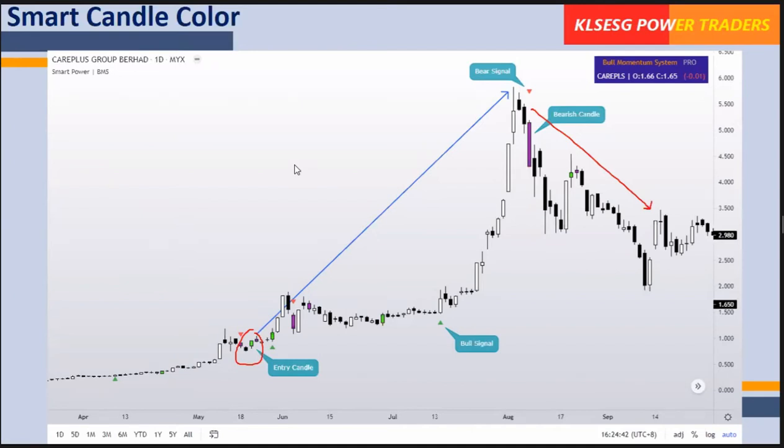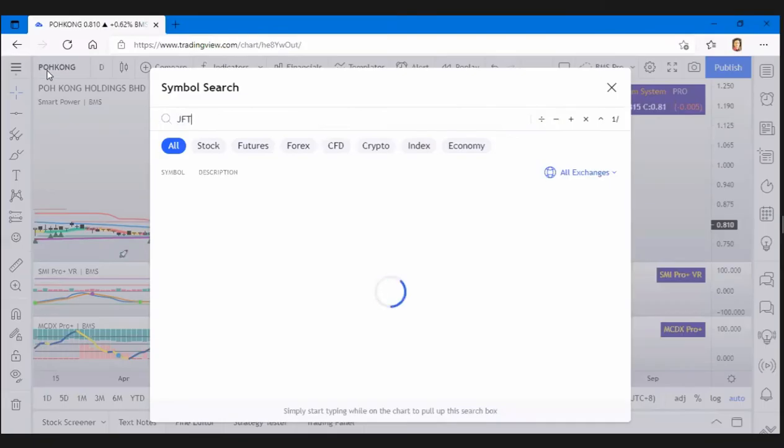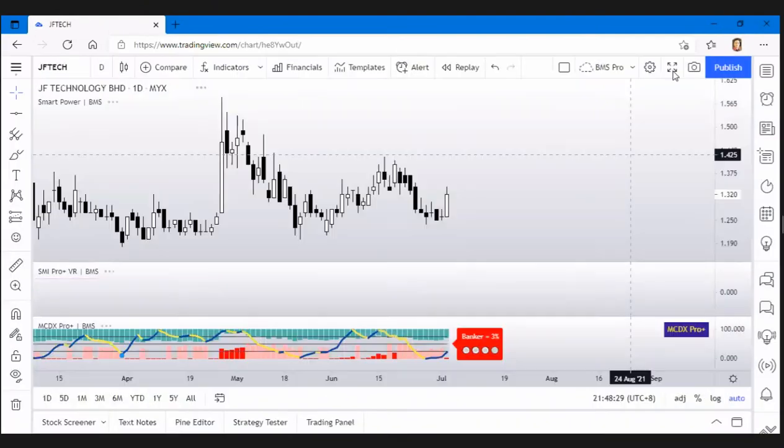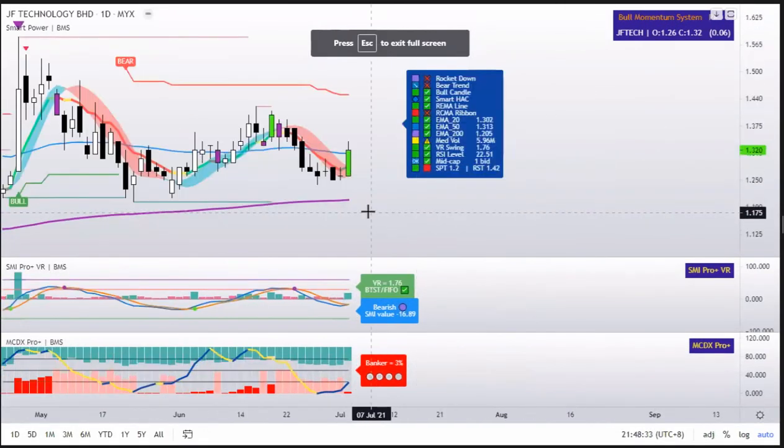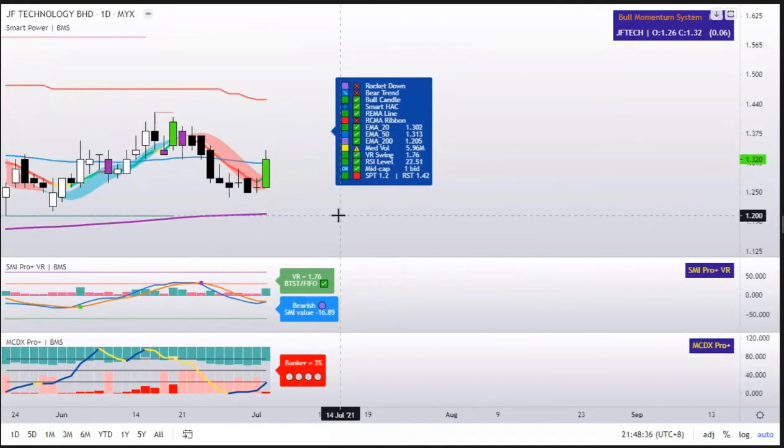Eileen asked me about JFTech. Now JFTech, we can really see a green candle here. Okay, I call JFTech a sleeping beauty. Now yesterday it already awoken. Just woke up. Let's look at JFTech. Purple candle, pullback. Okay, green candle.